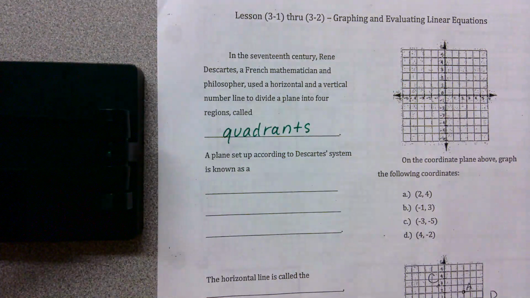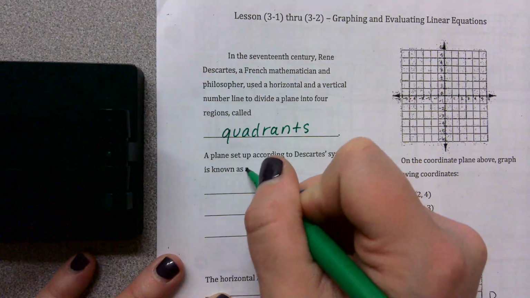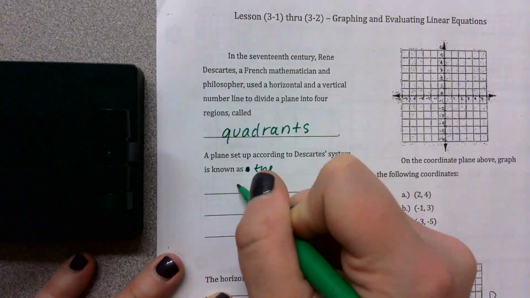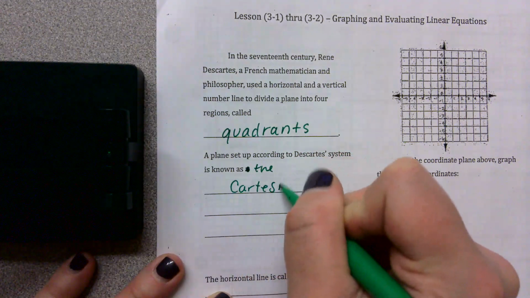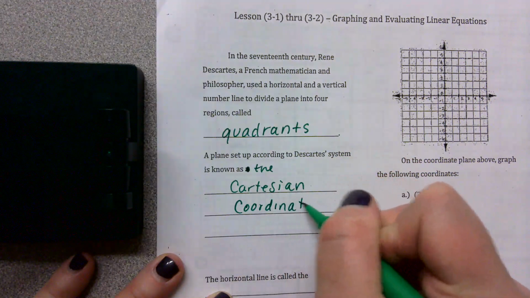It says a plane set up according to Descartes' system is known as, should really say, the Cartesian coordinate plane.